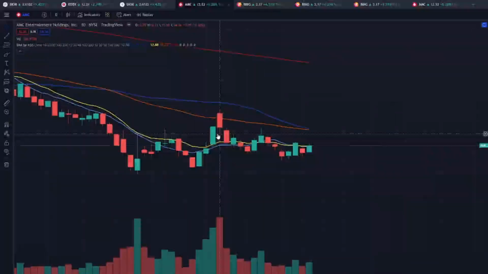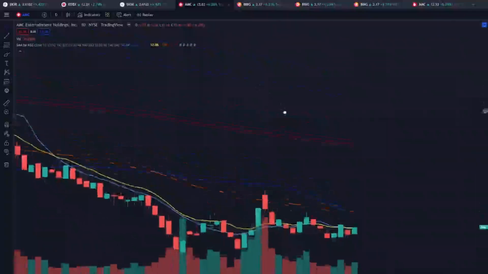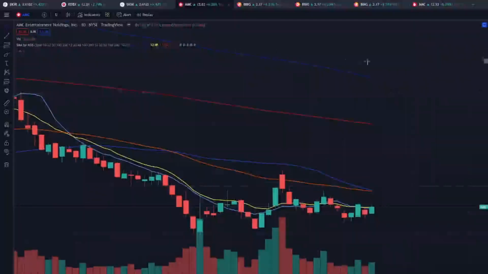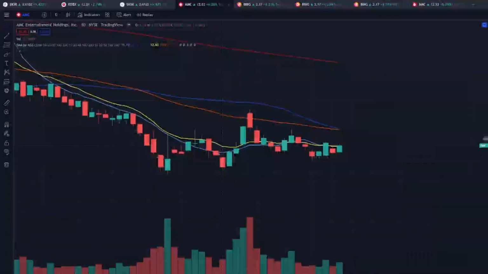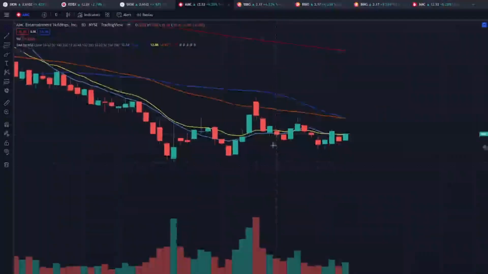So what does this tell me? It means for the medium term anyway, I don't want to take a long position because I'm still way under the medium one. I certainly don't want to be taking a long position. Oh no, don't tell anyone I'm not long on AMC. But in the short term, there is something to be said about the price action.